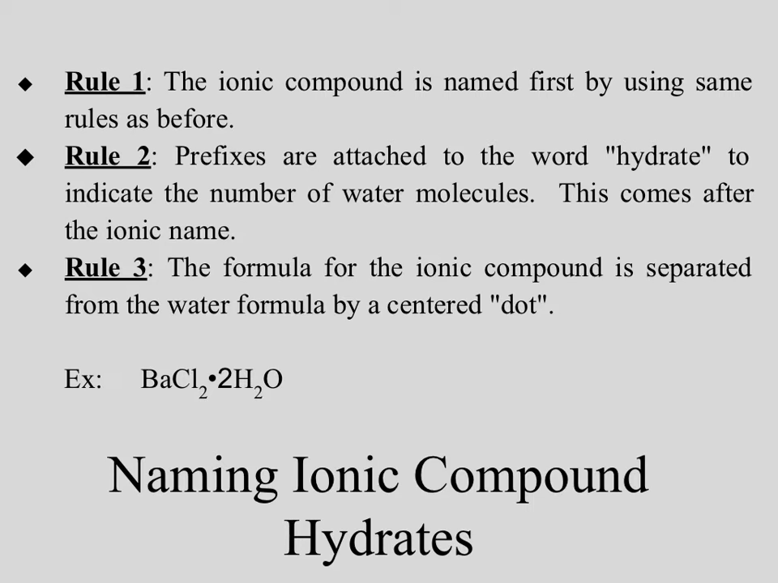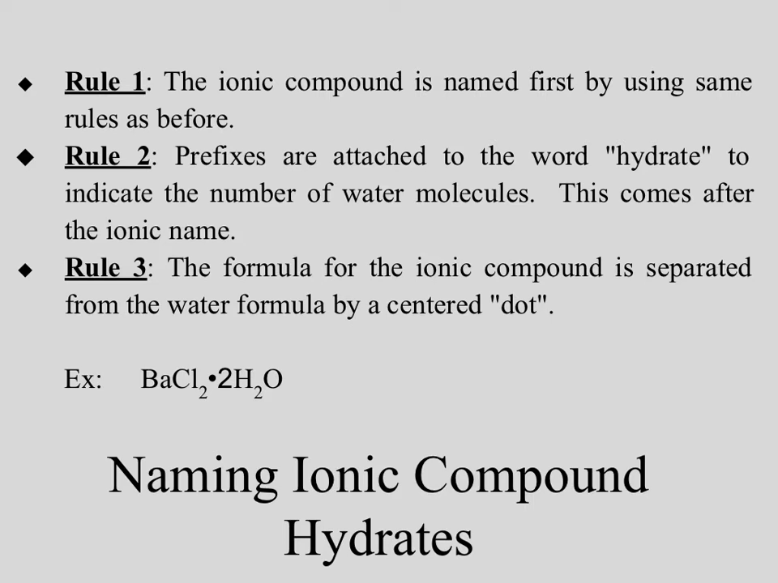The rules for naming ionic compound hydrates are really similar to naming ionic compounds, but with just one thing added on. Rule number 1 says the ionic compound is named first by using the same rules as before. Rule number 2 says prefixes are attached to the word hydrate to indicate the number of water molecules that are attached in the structure. This comes after the ionic name. The formula for the ionic compound is separated from the water formula by a centered dot.